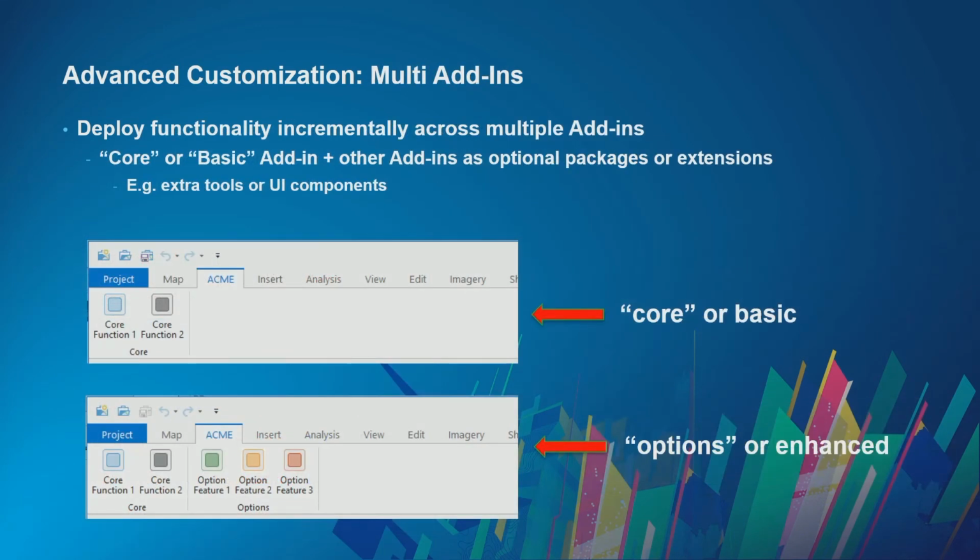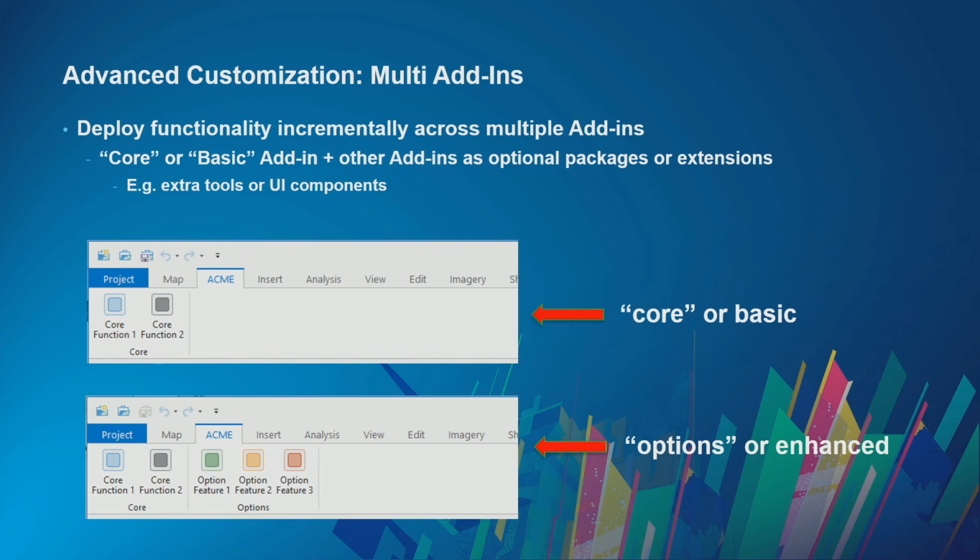In some cases, you will need to deploy functionality incrementally across multiple add-ins. So in some cases, you would first deploy some basic functionality in a core add-in. So for example, here in the screenshot at the top, notice the Acme tab. It contains a couple of core functionality buttons. So this tab and the buttons are deployed by a core or a basic add-in.